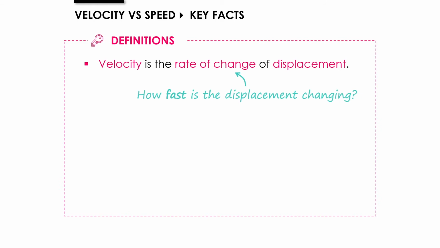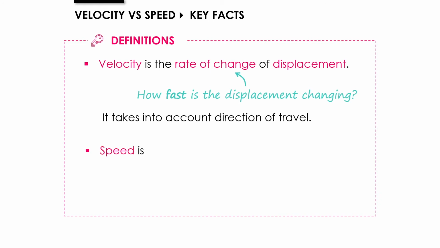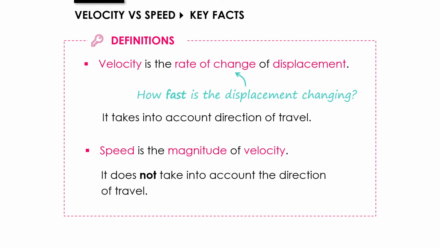Now, velocity doesn't just tell us how fast something is travelling. It also gives us information about the direction that something is travelling in. For example, if we're travelling in one dimension just along a straight line, the velocity takes into account whether it is moving to the left along the line or to the right. Compare that with speed, which is simply the magnitude of the velocity, which means that speed does not take into account the direction the object is travelling in.